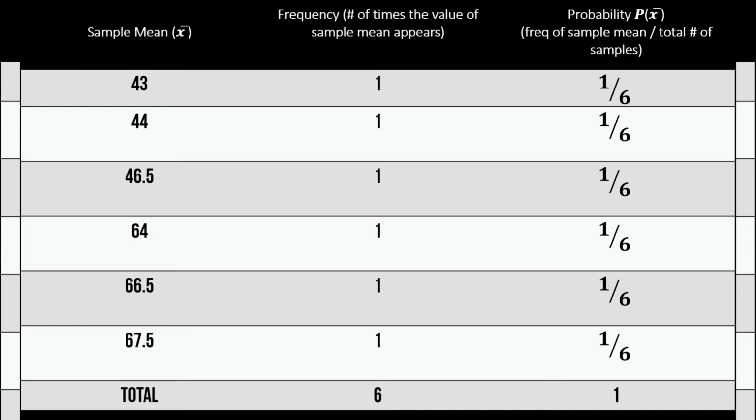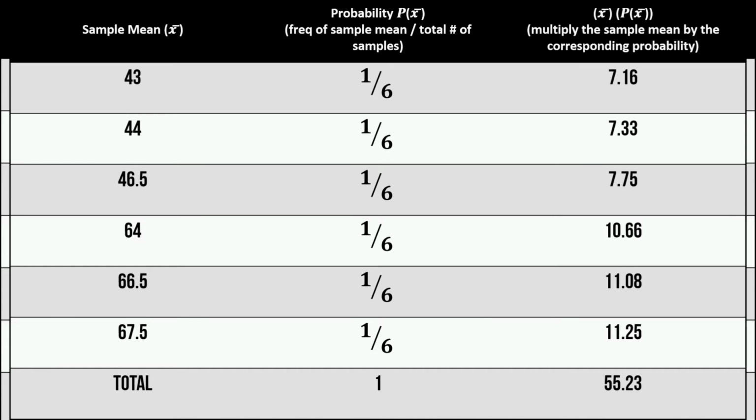Now that we have constructed the table of the sampling distribution of the sample means, we can now proceed on solving for the mean of the sampling distribution of the sample means. In doing so, we must construct a table that shows the sample mean, its probability, and the product, which was obtained by multiplying the sample mean and its corresponding probability. The results obtained will be added all together. Thus, we have obtained a total of 55.23. Since we have obtained the total, we can now substitute this value to the equation. So, the mean of the sampling distribution is 55.23.